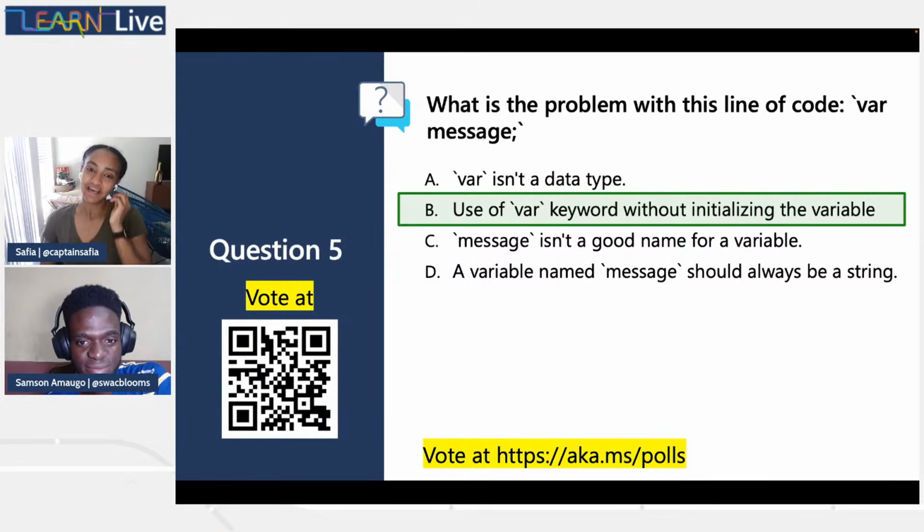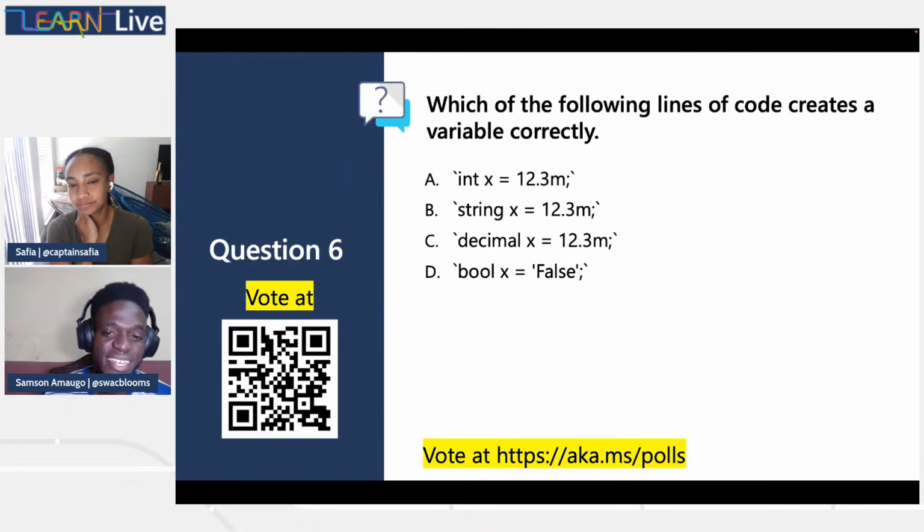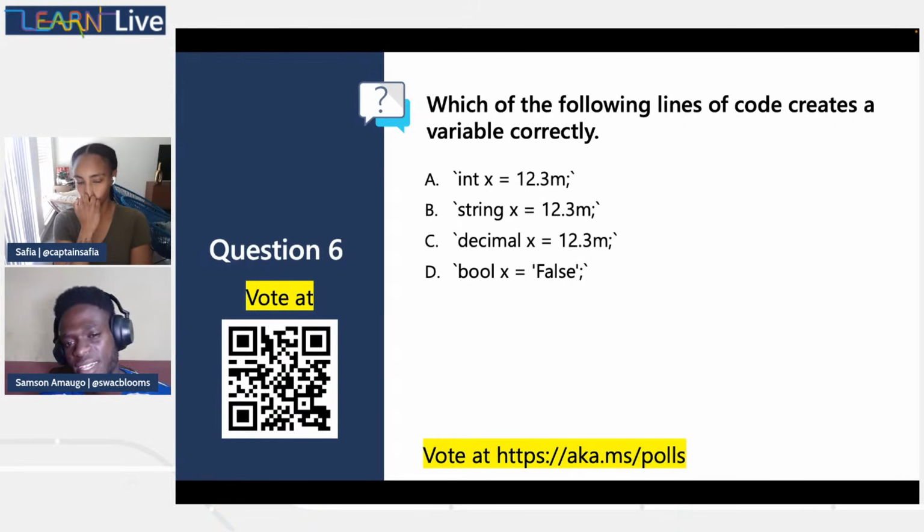Nice. Cool. All right, let's see if we can keep this streak going. Which of the following lines of code creates a variable correctly? All right, so let's go through these one by one. So A, no. Yeah. It has an M. And I think when we were talking earlier on, anytime the literal has an M, you could ascribe that to a decimal type. Yeah. So we have B having an M and the type being labeled a string. So B shouldn't go.